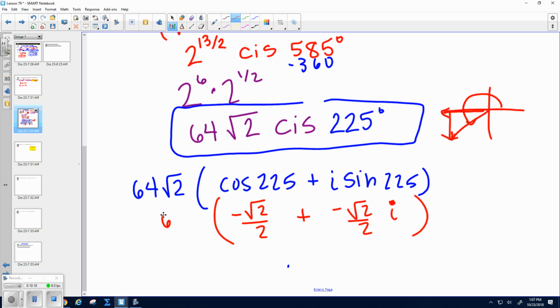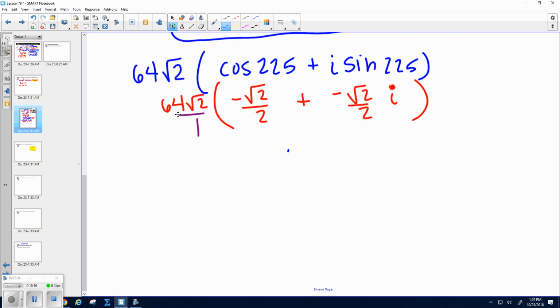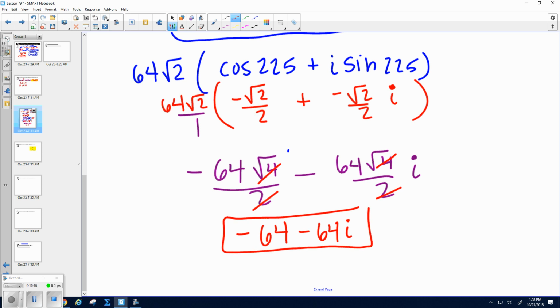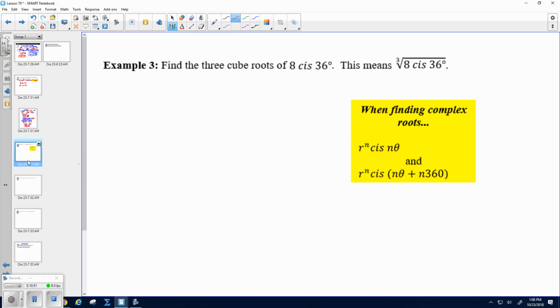And then I'm going to distribute this 64 root 2. So when you multiply these, you multiply top to top, bottom to bottom, and you get 64 root 4 over 2 with a negative there. Then I have a minus 64 root 4 over 2 i. What does the square root of 4 equal? So these actually cancel, and I get negative 64 minus 64i. What form is that? Rectangular.